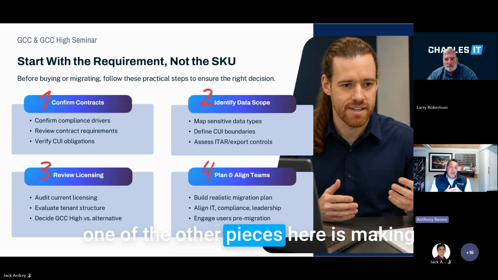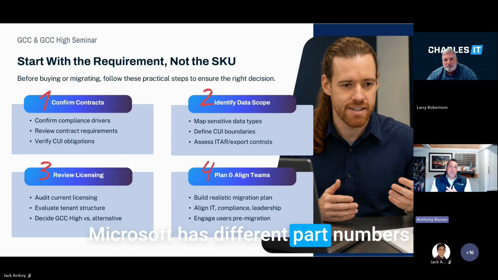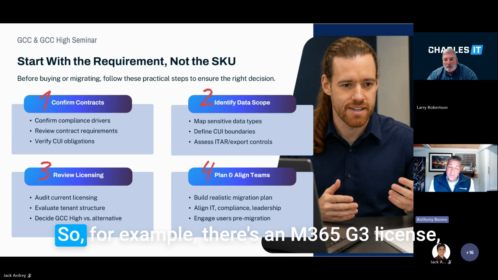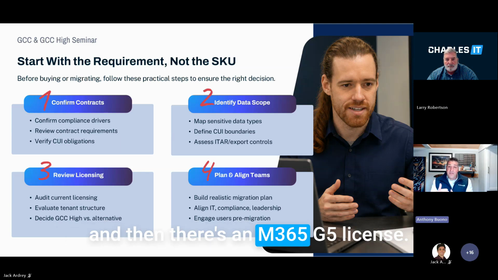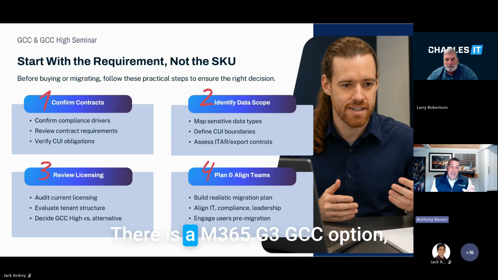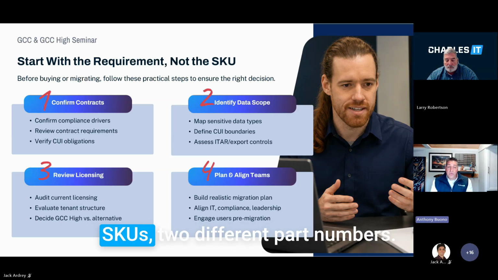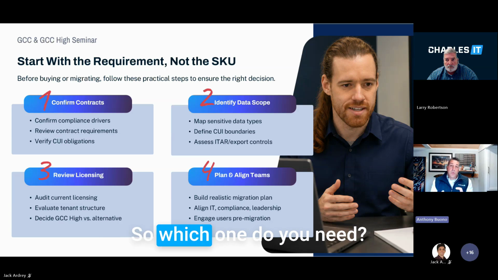One of the other pieces here is making sure you buy the proper part number. Microsoft has different part numbers in regards to the license model. So, for example, there's an M365 G3 license, and then there's an M365 G5 license. And oh, by the way, there's a different nuance to that. There is an M365 G3 GCC option, and then a GCC High option. So 2 different prices, 2 different SKUs, 2 different part numbers. So which one do you need?